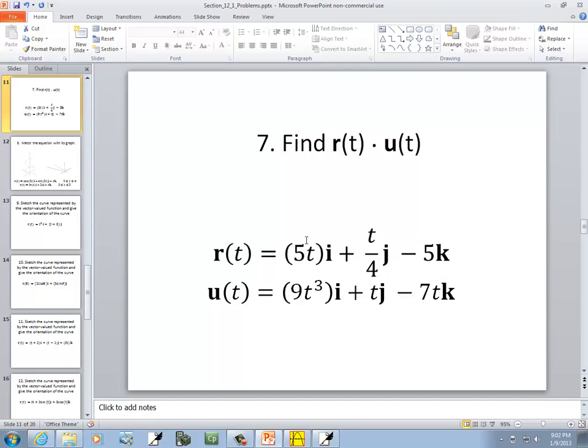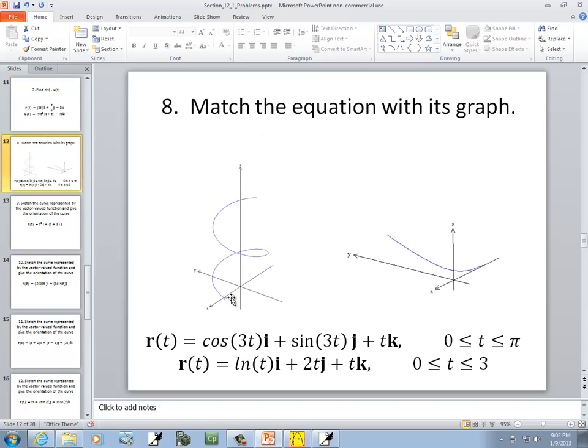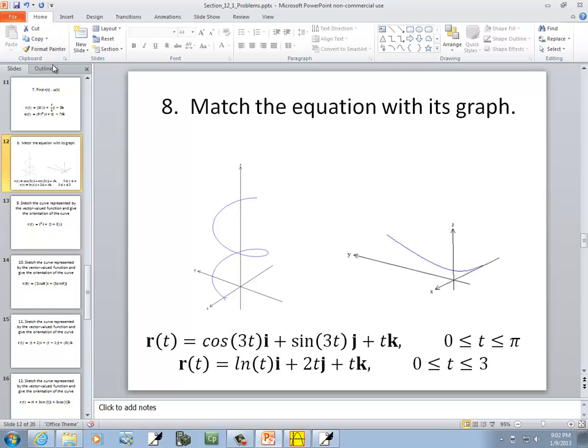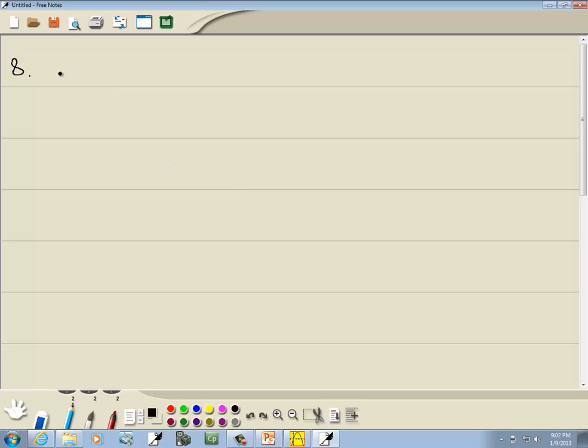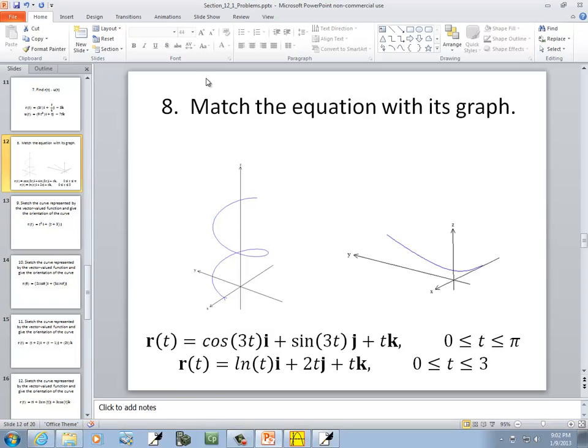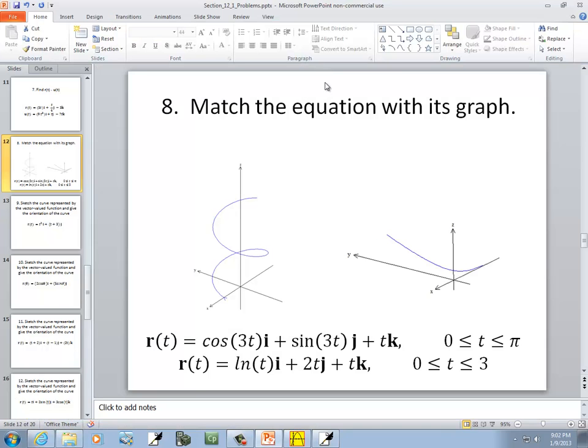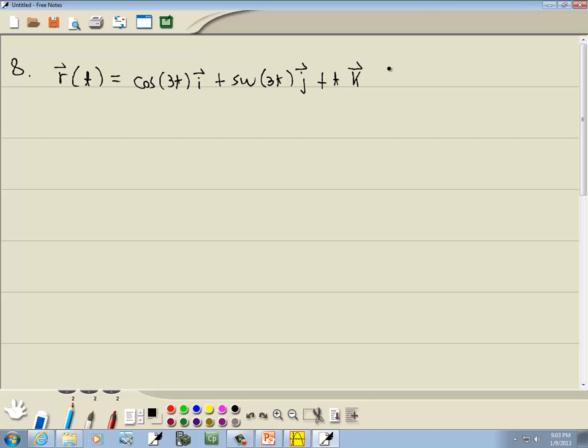I think the next one is a graphing one. Yeah, it is. So we've got, match equation with this graph. And I should have labeled these in some way, like this is A and this is B. But we'll take a look at these. Cosine 3t i plus sine of 3t j plus t k, and t is between 0 and pi.